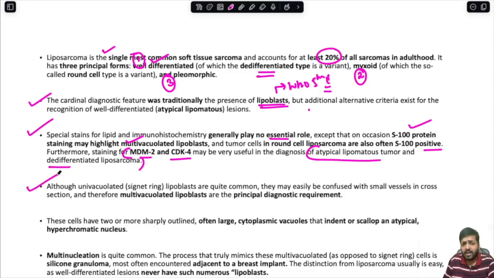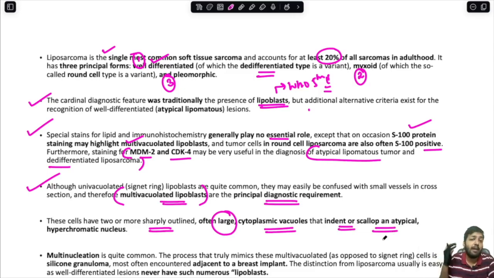Although univacuolated lipoblasts are quite common, they may easily be confused with small vessels in cross section, and therefore multi-vacuolated lipoblasts are the principal diagnostic requirement according to the WHO 5th edition. These cells have two or more sharply outlined, often large cytoplasmic vacuoles that indent or scallop an atypical hyperchromatic nucleus. So how does a multi-vacuolated lipoblast look?